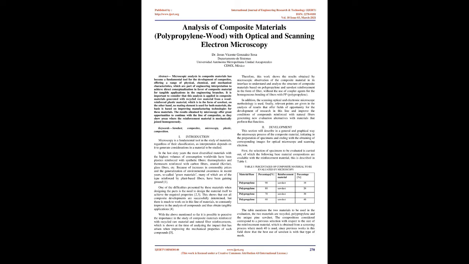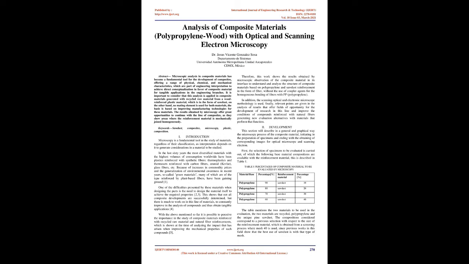Introduction. Microscopy is a fundamental tool in the study of materials, regardless of their classification, as interpretation depends on it to generate considerations in a material to be studied. In the last 60 years, the most diversified materials with the highest volumes of consumption worldwide have been plastics reinforced with synthetic fibers, thermoplastics and thermosets reinforced with carbon fibers, aramid, Kevlar, glass fibers, etc.